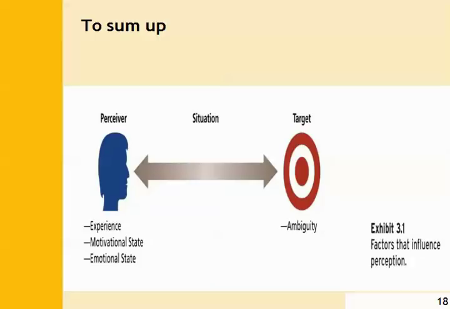Okay, to sum up, there are 3 components of perception: perceiver, situation, target. There are 3 aspects to the perceiver: his experience, his motivational state or needs, and the emotional state. All these factors related to the perceiver plus the situation plus whether the target is ambiguous or not affect how we perceive things or how our perception works.